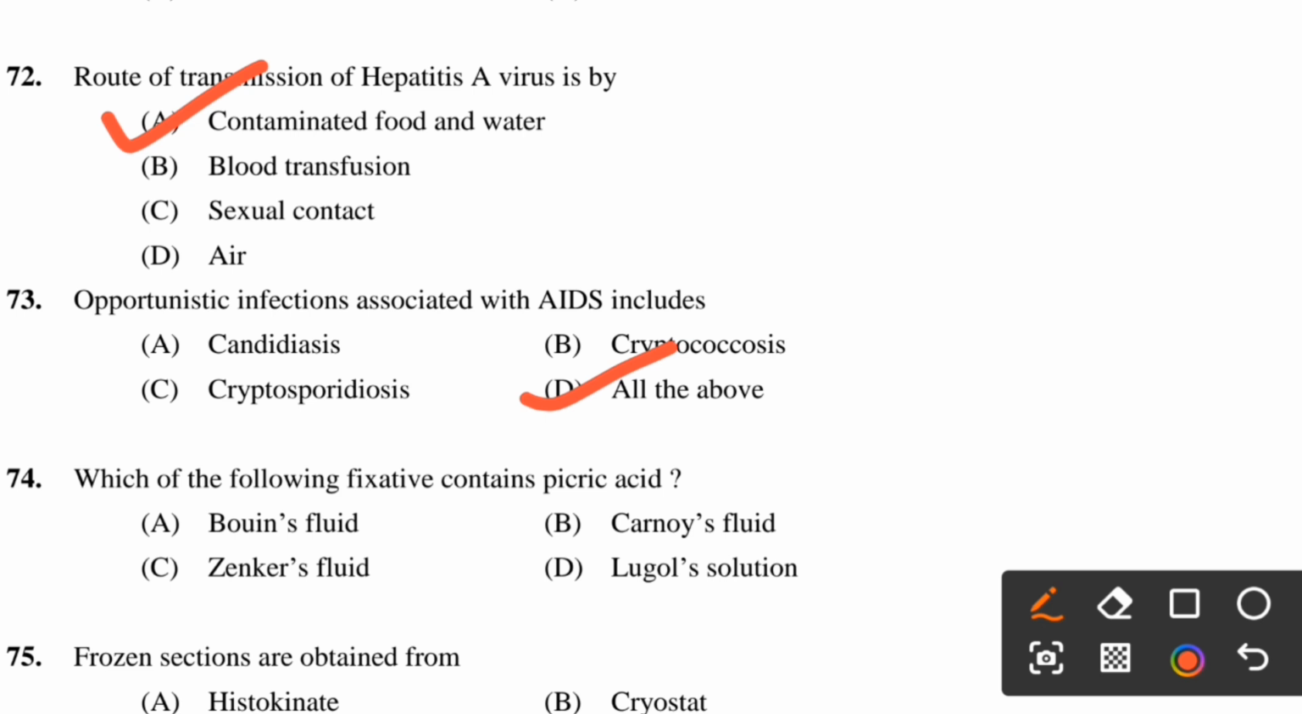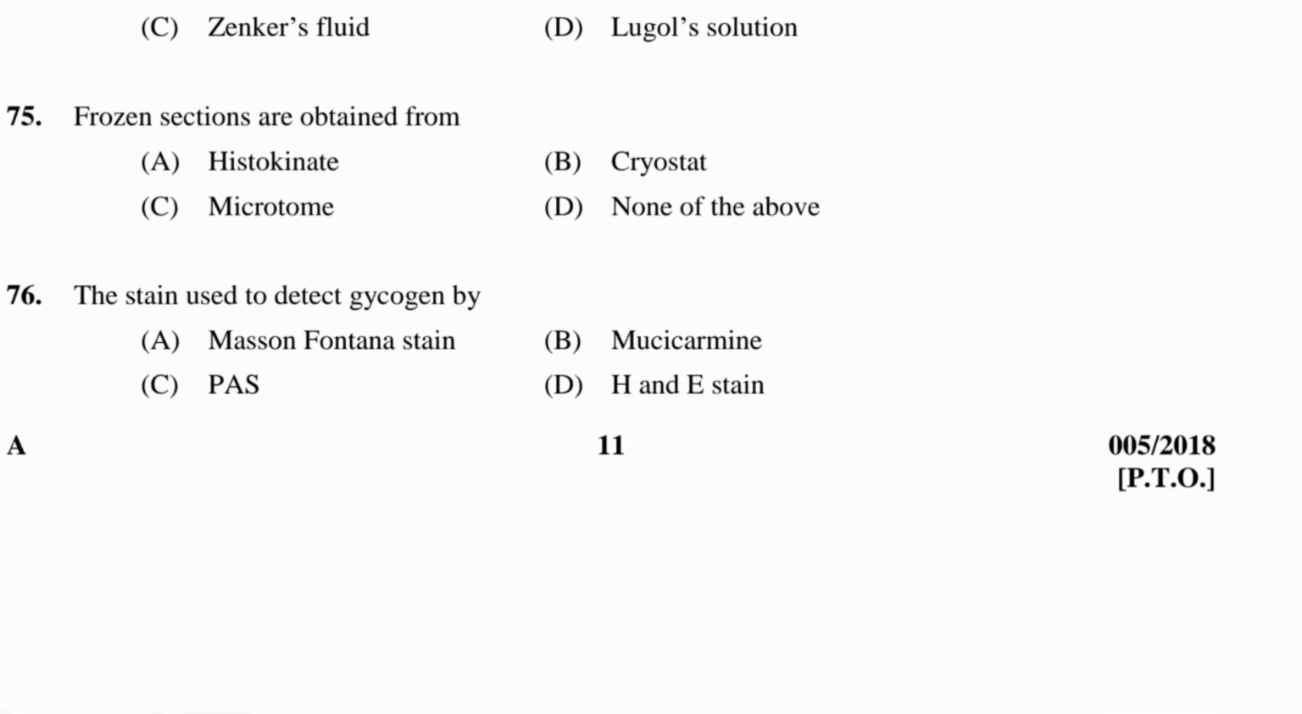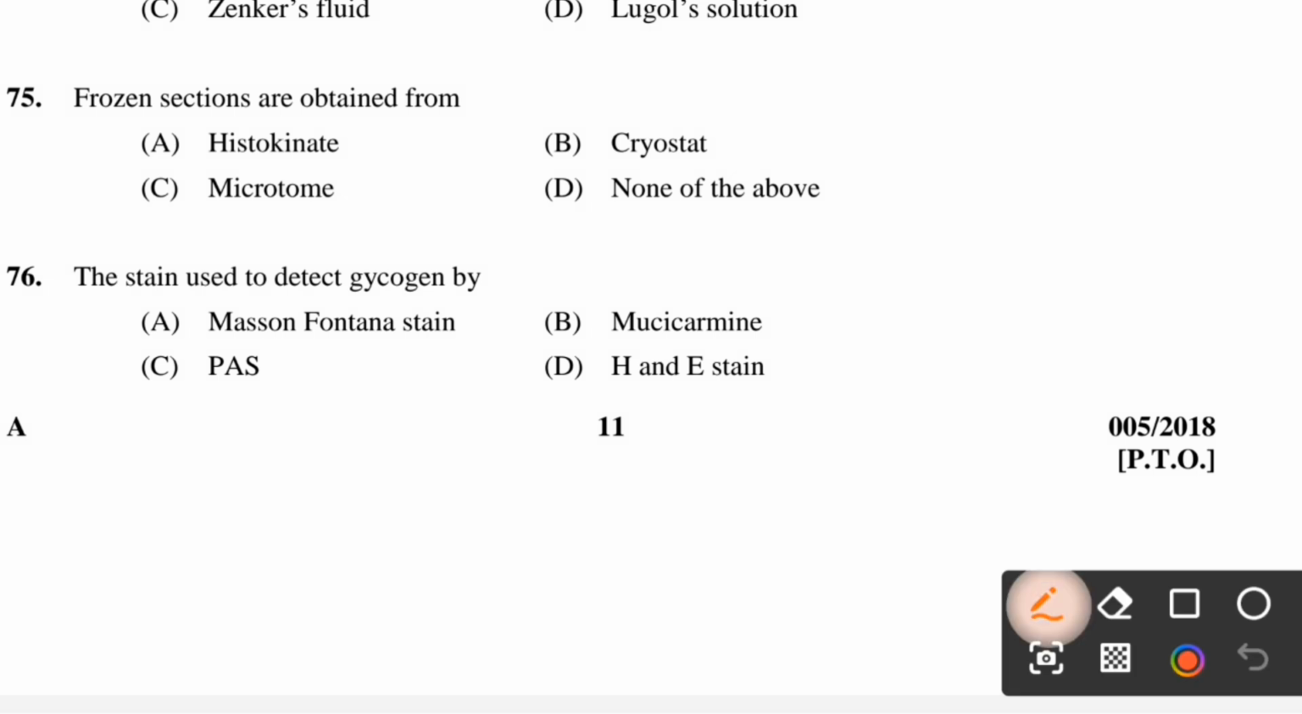Next one, which of the following fixatives contains picric acid? Bouin's fluid, Carnoy's fluid, Zenker's fluid, Lugol's fluid. The right answer is Bouin's fluid. Next one, frozen sections are obtained from histokinette, cryostat, microtome, none of the above. The right answer is option B, cryostat.